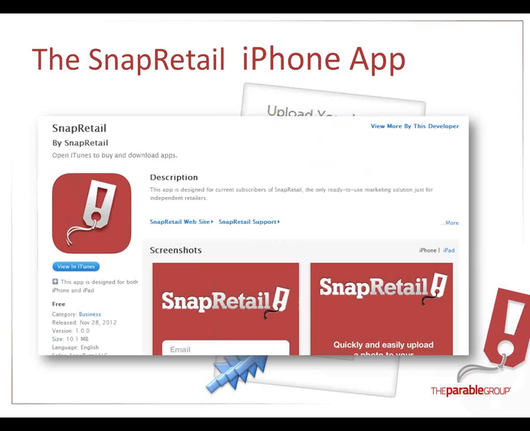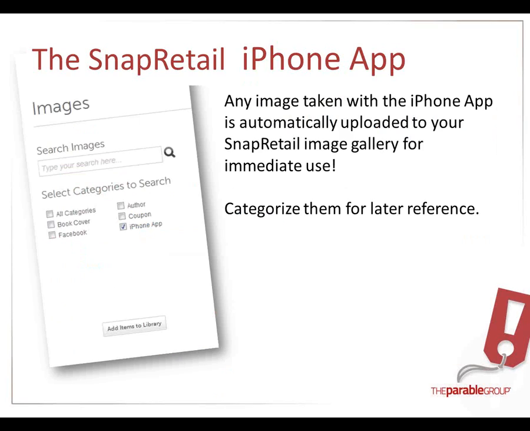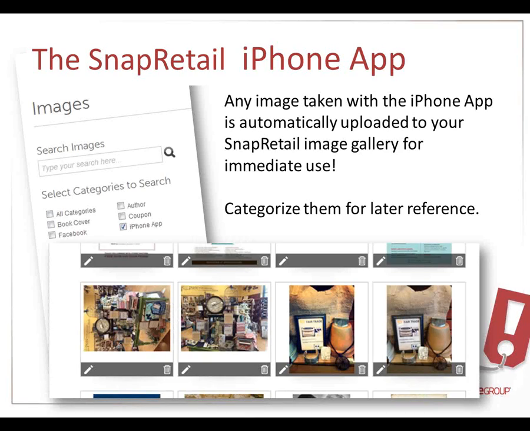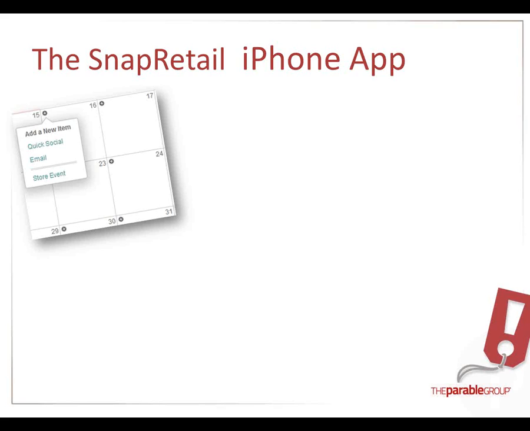On your screen, you'll see a snapshot of what the app looks like in the iTunes Store. Any picture that you take with your iPhone within the iPhone app is instantly loaded into your SnapRetail account, and it's ready for posting. You can categorize your pictures for easy lookup later. As you noticed, I've checkmarked the iPhone app box, and you can create categories in addition to the categories already existing.